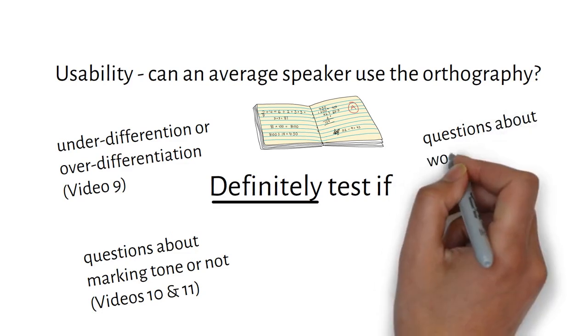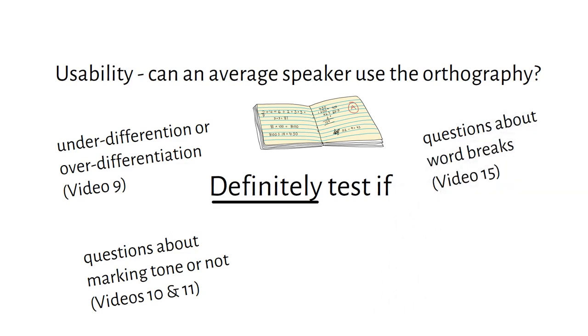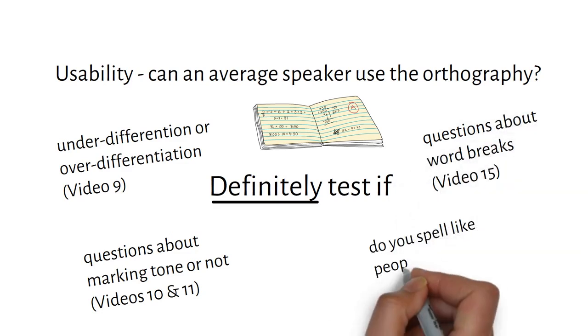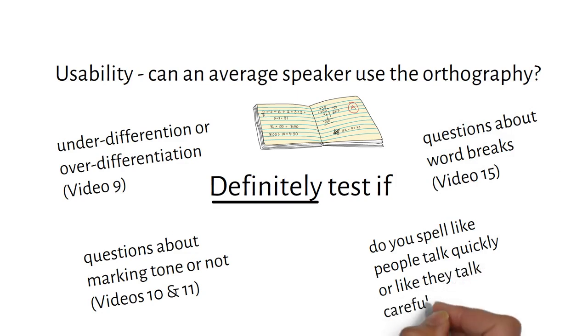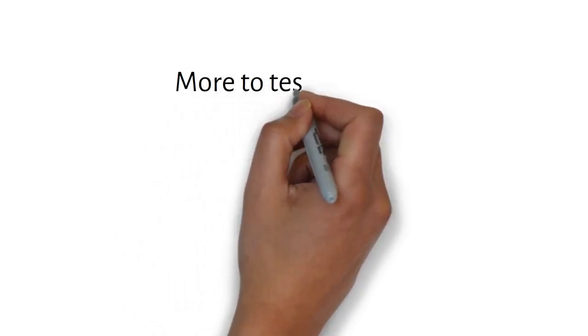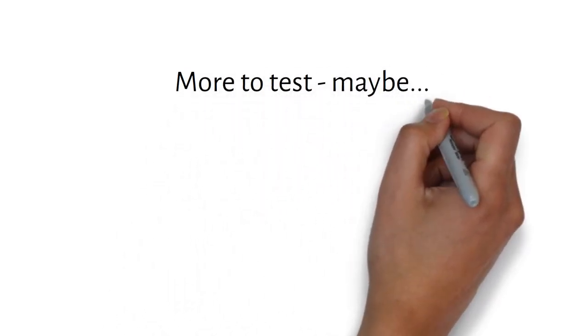We probably want to test where to put word breaks and whether to spell words how people pronounce them quickly or how they pronounce them carefully. These are probably issues for more advanced readers. See the videos 14 and 15 on word breaks and on phonological levels. That's quite a lot. Yes, and there's more.